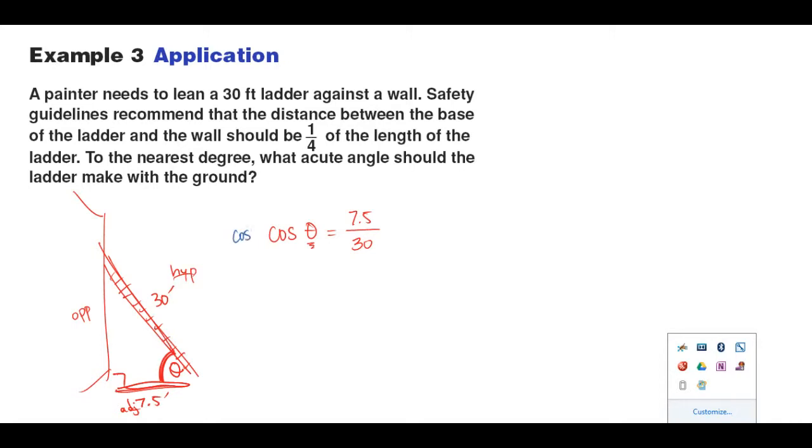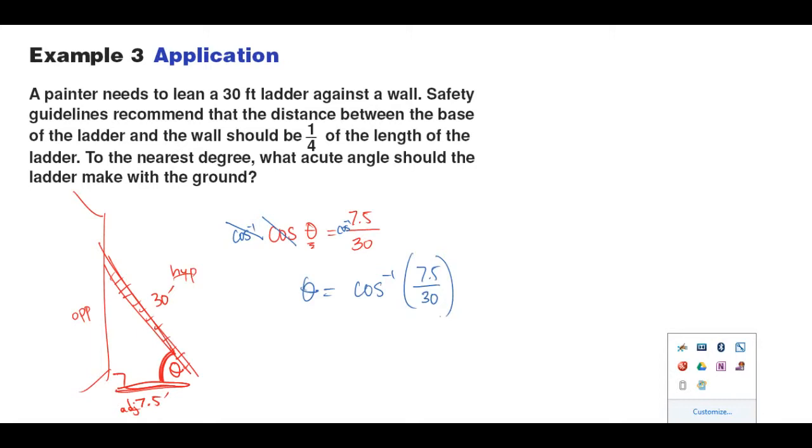So a little cosine to the -1 right here. And so you got to do that on both sides. Got to put it in front. The arc cosine and the cosine knock each other out, and you're left with theta equals whatever the arc cosine of 7.5 over 30 is.